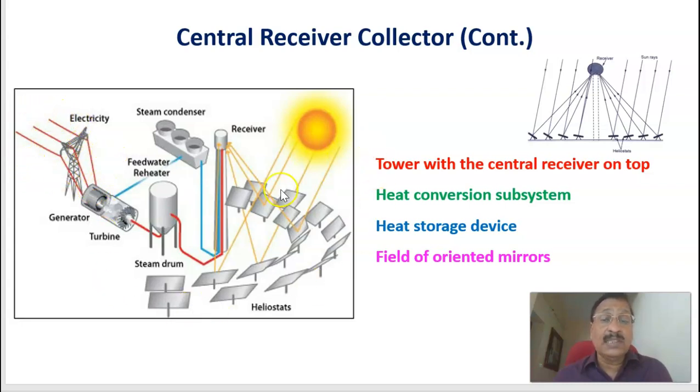That's a pictorial representation of the central receiver collector system, showing how the thermal energy of the solar radiation is finally converted into electricity. The tower has a central receiver at the top, along with a heat conversion subsystem, a heat storage device, and field oriented mirrors. Therefore, these are the components of the central receiver collector system.